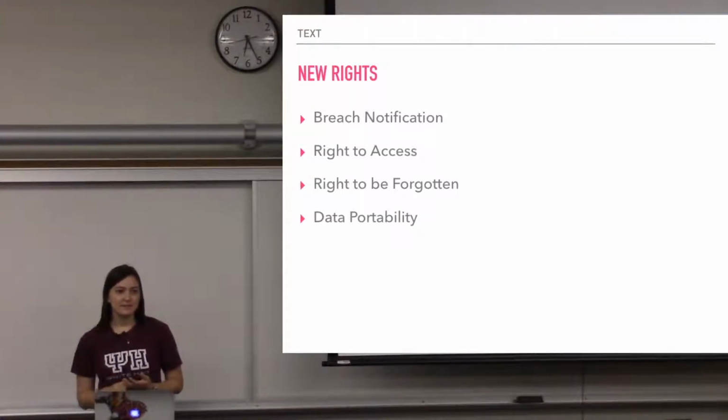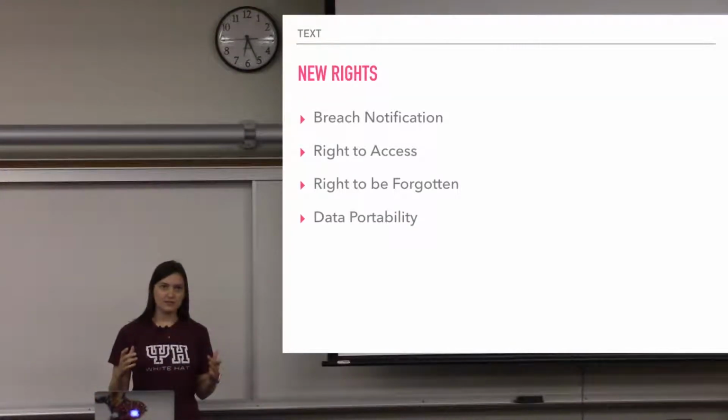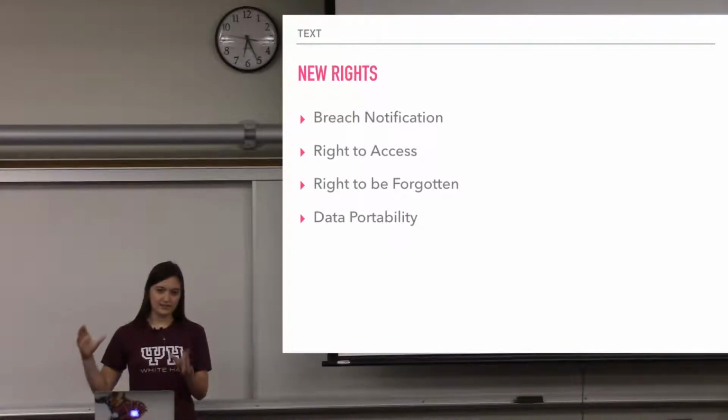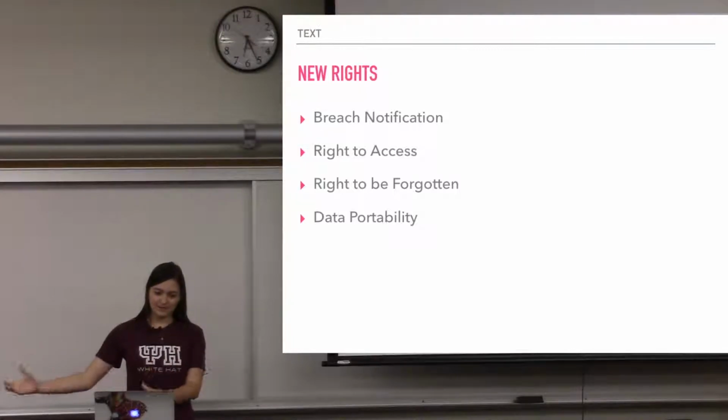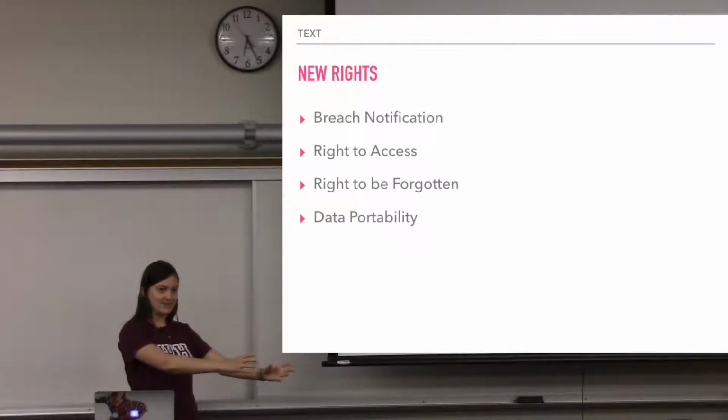Data portability. So if you give your data to one service and you decide the service is terrible and you hate the service, they have to be able to give you the data in a form such that you can give it to somebody else, and they're now providing that service.